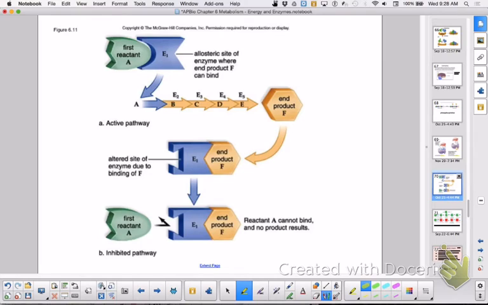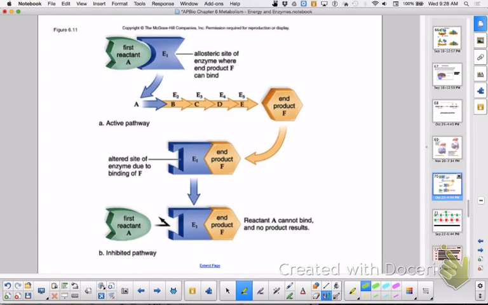But when the end product binds to a secondary site, like an allosteric site, what happened to the active site when you look at before and now? Changed it, right? So now you have stopped this whole metabolic sequence just by inhibiting the very first enzyme. The very first enzyme is inhibited. So you have A to B, B to C, and so on. Your end product goes back, alters that initial enzyme, and then ends up stopping the whole reaction.